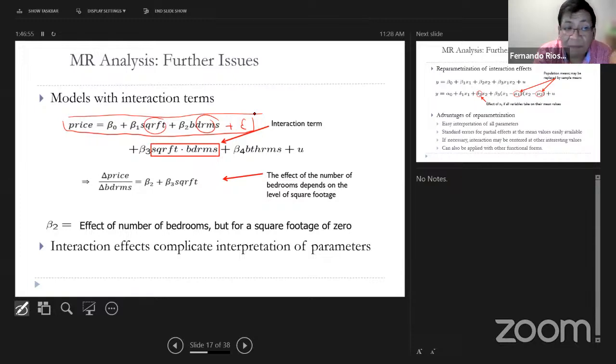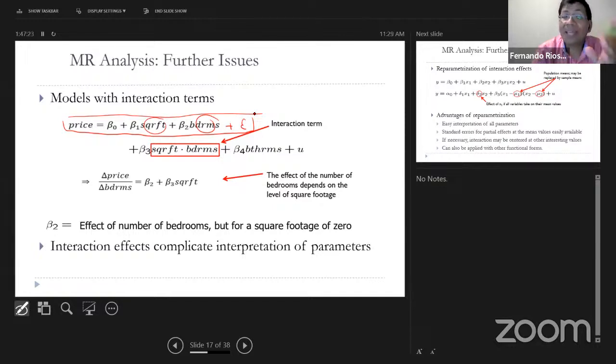Which basically means that if the house is very big, it doesn't matter how many bedrooms it has, the price is going to be high, assuming that the effect is positive. And it doesn't matter how big the house is, the more bedrooms it has, the higher the price is going to be. But is that idea correct? Is that idea sensible for all cases?